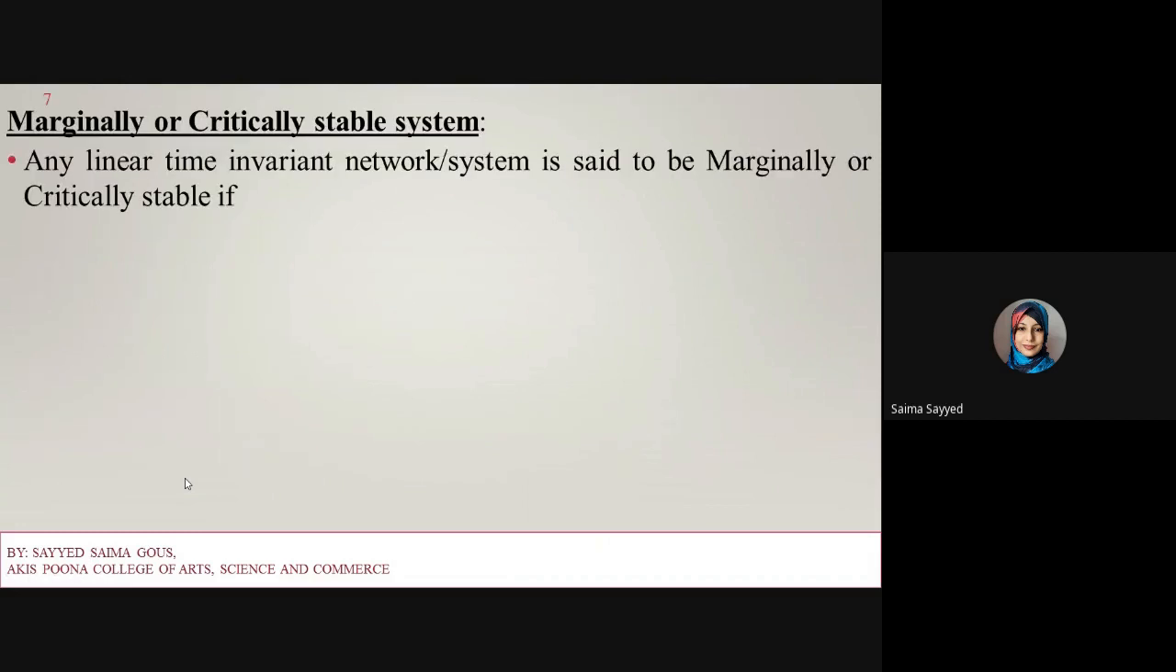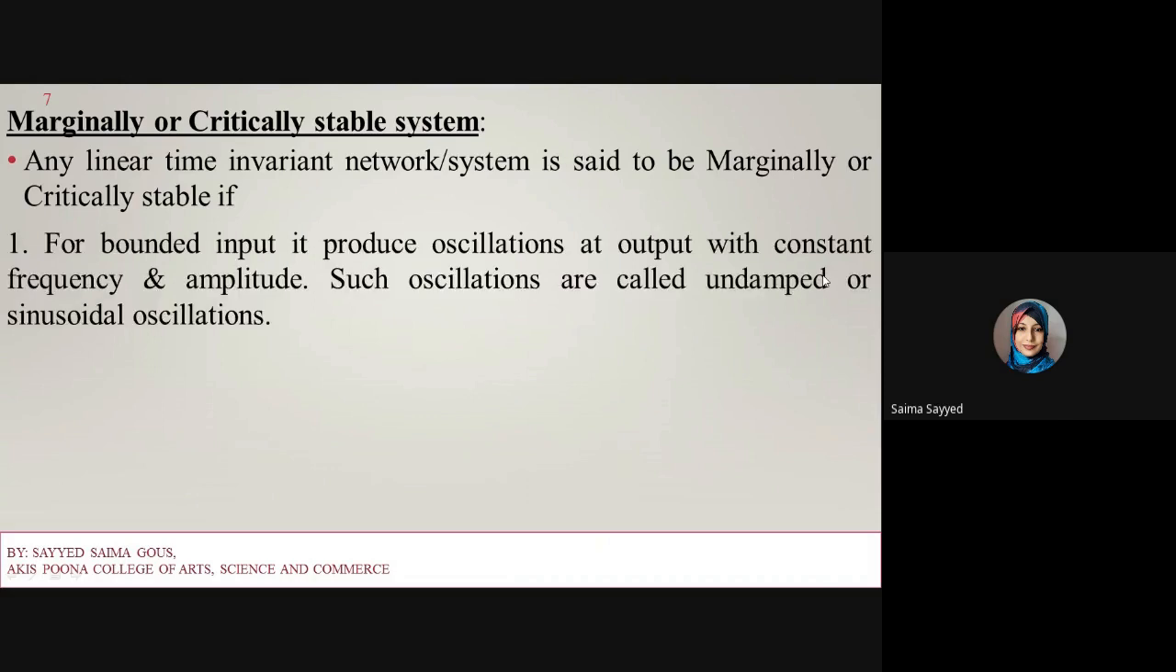Next, the marginally or critically stable system. Any linear time invariant network or system is said to be marginally or critically stable under this condition: for a bounded input it produces oscillations at the output with constant frequency and amplitude. Such oscillations are called undamped or sinusoidal oscillations. So in a marginally stable system, the input is bounded but the output is in the form of oscillations with constant frequency and constant amplitude.